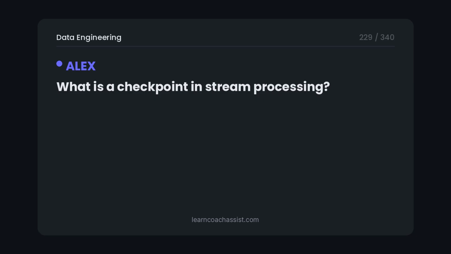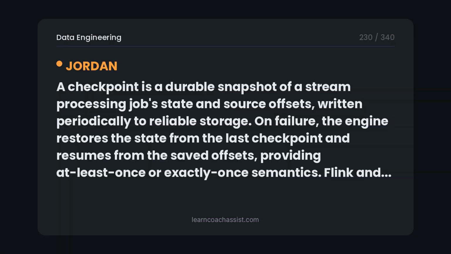What is a checkpoint in stream processing? A checkpoint is a durable snapshot of a stream processing job's state and source offsets, written periodically to reliable storage. On failure, the engine restores the state from the last checkpoint and resumes from the saved offsets, providing at least once or exactly once semantics. Flink and Spark structured streaming both rely on checkpoints for fault tolerance.